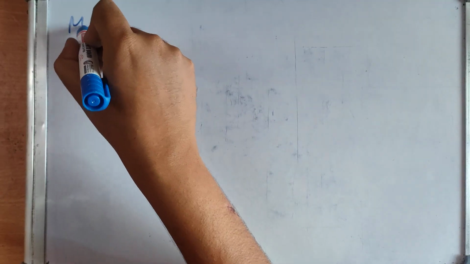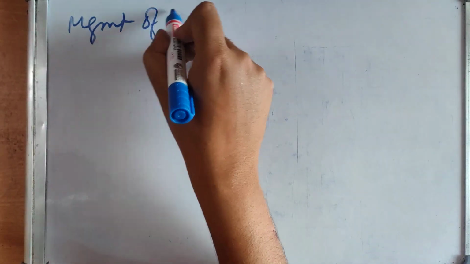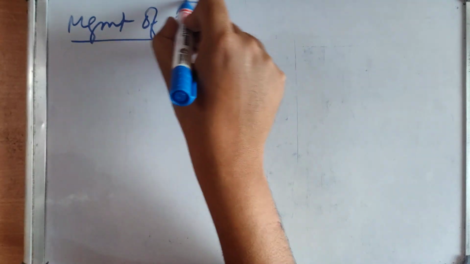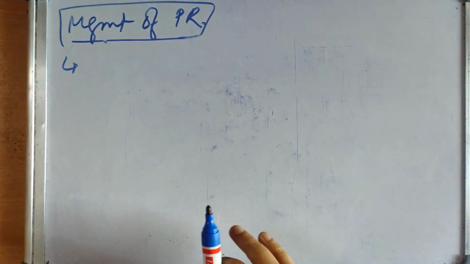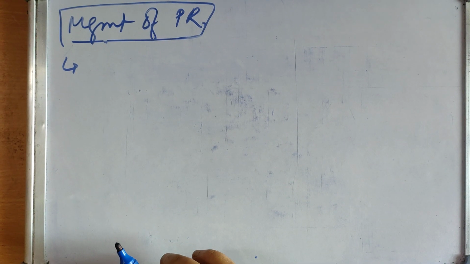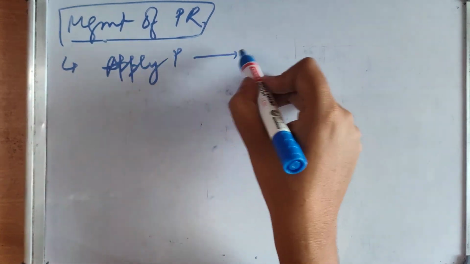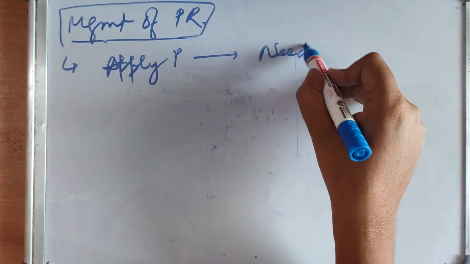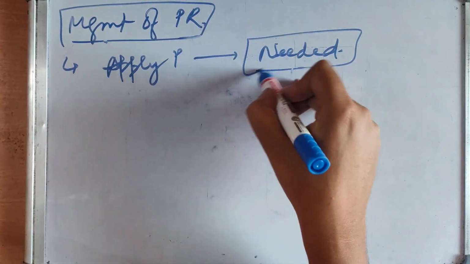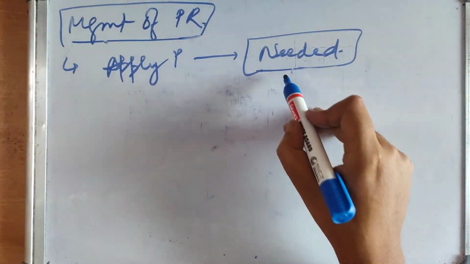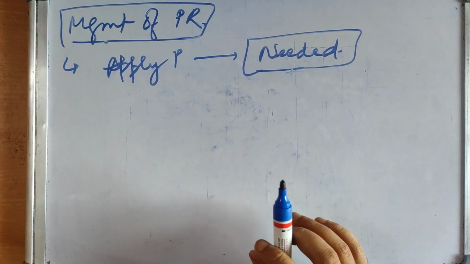Now moving on to the next topic, that is management of pesticide resistance. How will you manage this pesticide resistance? We will apply pesticides only when needed, not unnecessarily. Unnecessary use should be regulated.